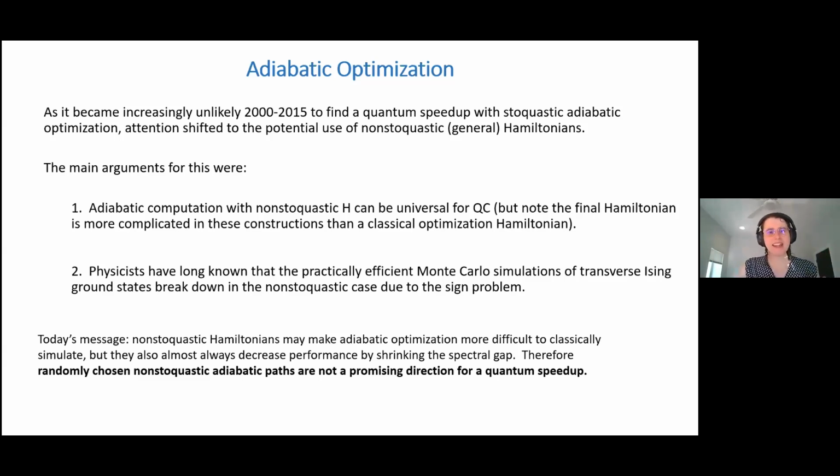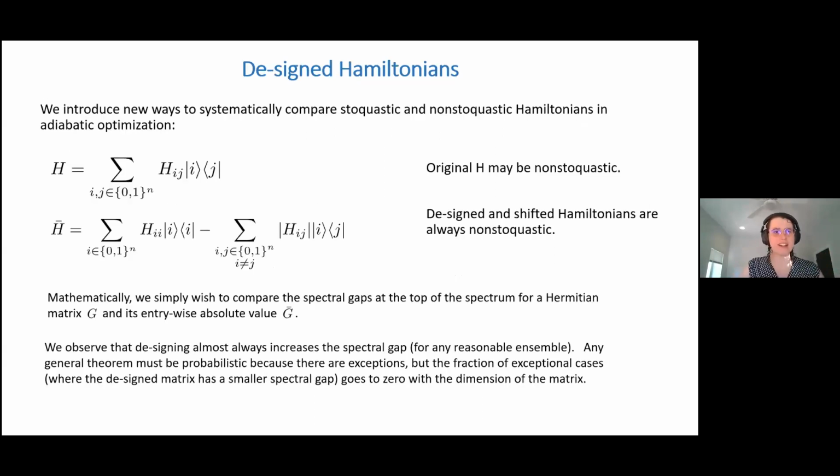So to make this case, we've introduced a new, or at least as far as we know, a new mapping between systems with a sign problem and systems without. So stochastic and non-stochastic Hamiltonians. The original Hamiltonian is just going to be some Hermitian matrix in the computational basis.